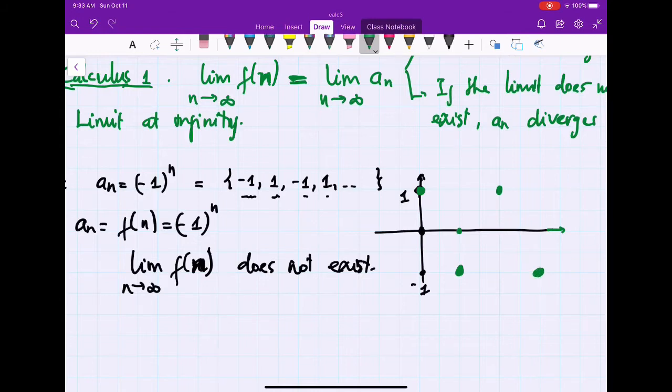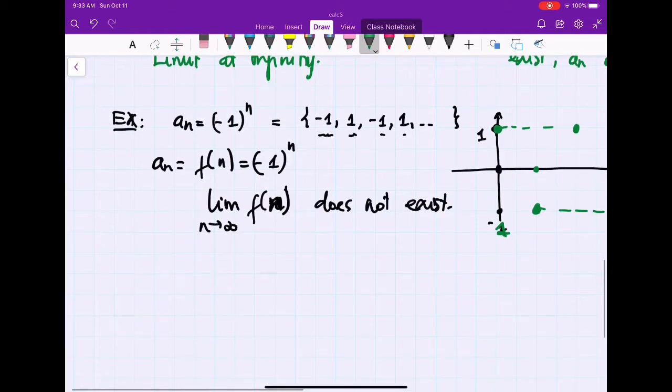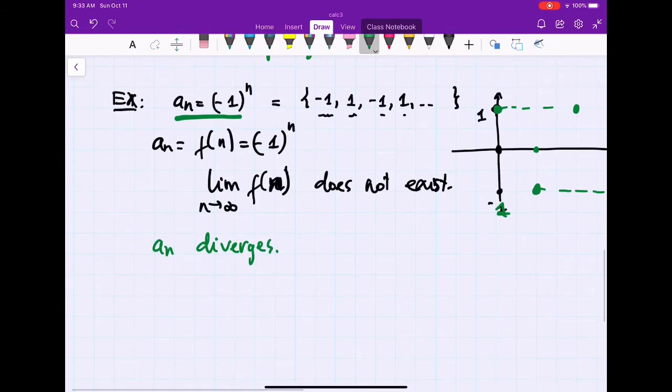So it takes value only 1 and -1. So the limit does not exist. That means a_n does not have a limit. a_n diverges, right? That's a_n diverges. Does that make sense? Very similar example when you consider a_n equals 3 plus (-1) to the n.